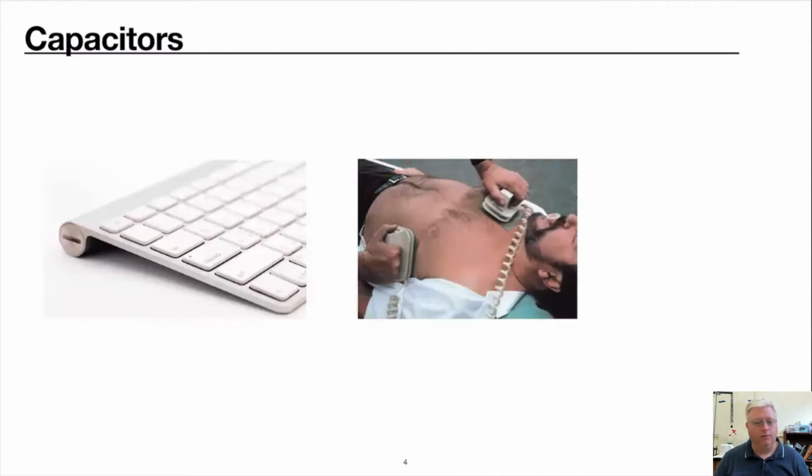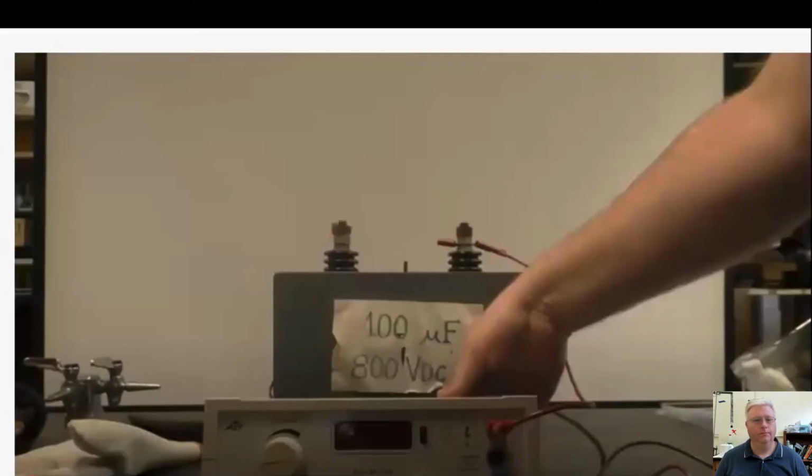All right, so we've seen the small release of charge. Let's look at the rapid release of charge. Okay, so in the back here, it's not a parallel plate capacitor, but it is a capacitor, 100 microfarads, and it's got 2 terminals on there. I have a very high voltage power supply here because I'm able to charge this capacitor up to 800 volts. So quite a bit.